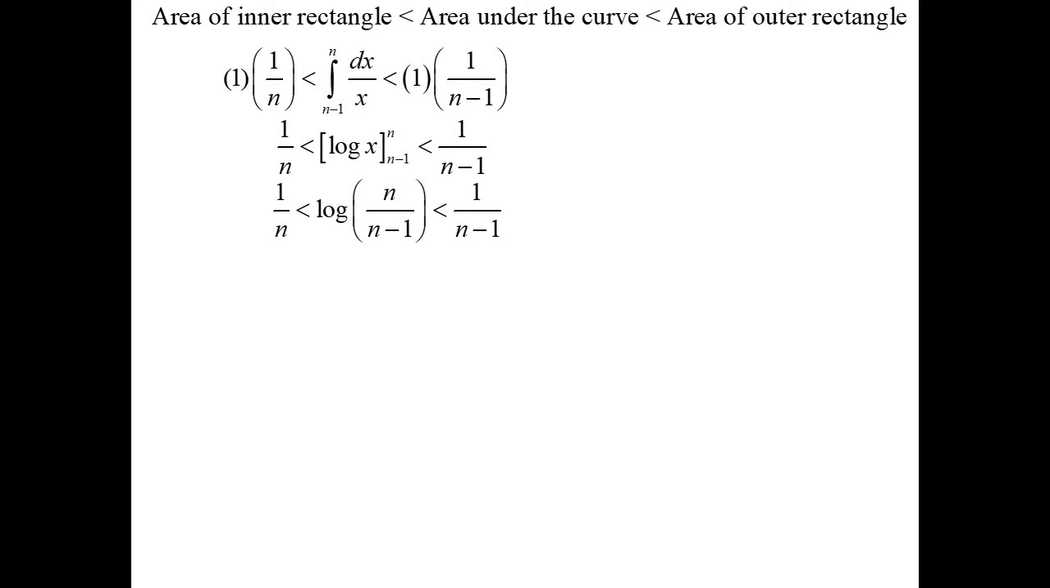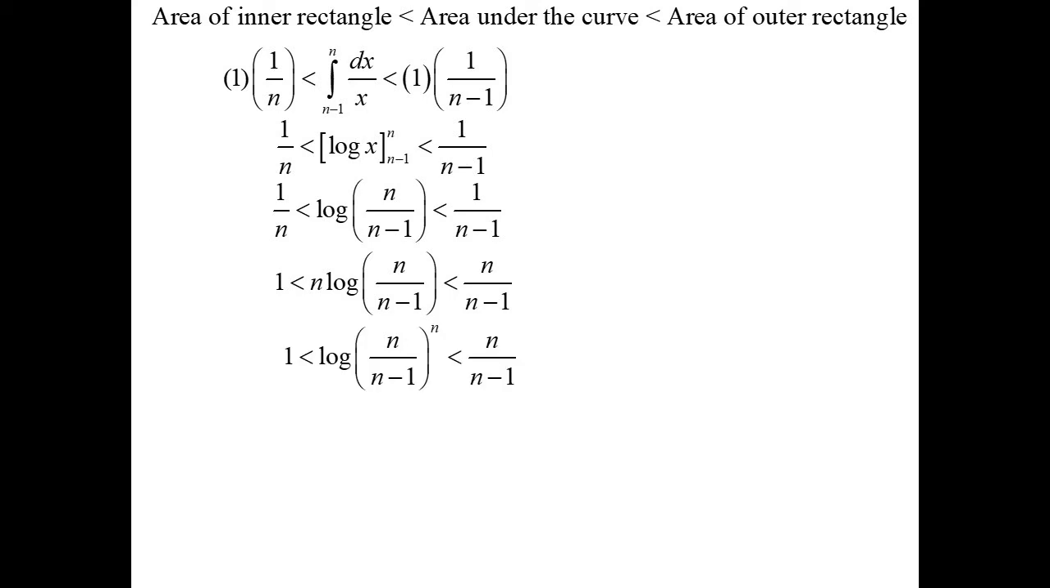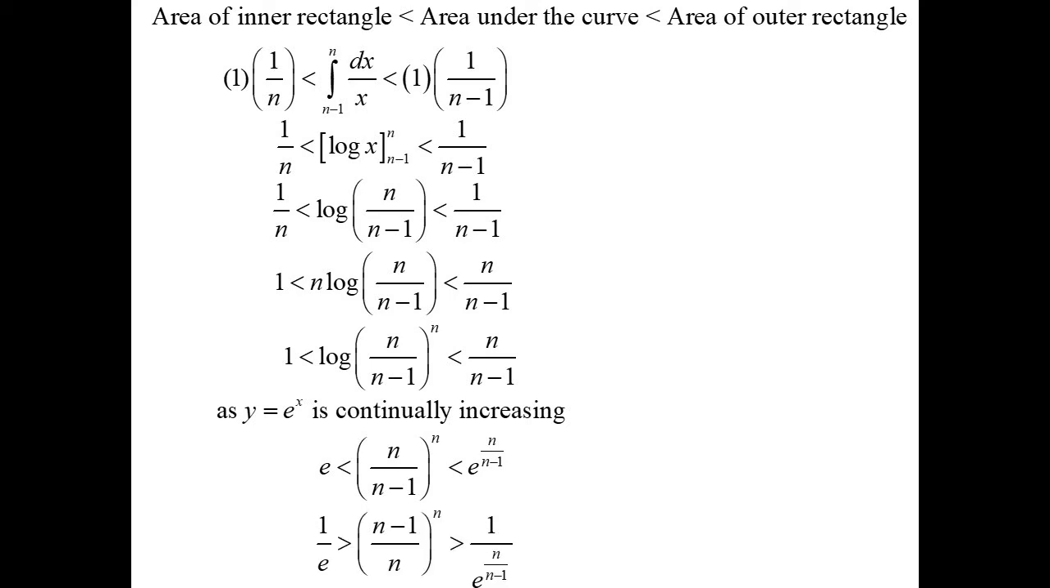Okay, not quite what they want us to prove yet. If I multiply everything by n, I'll get 1 is less than n log, etc., etc. But I'll now bring that power in. If you have a look at what we're trying to prove, I want n on n minus 1 to the power of n. So I've got that. Now we know e to the power of x is continually increasing. So therefore, I can say e is less than n on n minus 1 to the power of n. In other words, I can, is that a word, exponentialize all three terms, right? Because it will preserve that increasing nature. And then I'll turn upside down. Remember, with inequalities, if you turn sides upside down, you've got to change the inequality sign as well. That kind of looks ugly, so I'll write it the other way around.